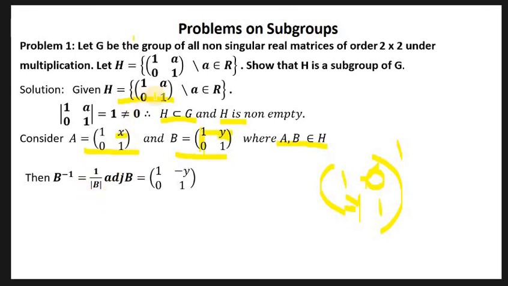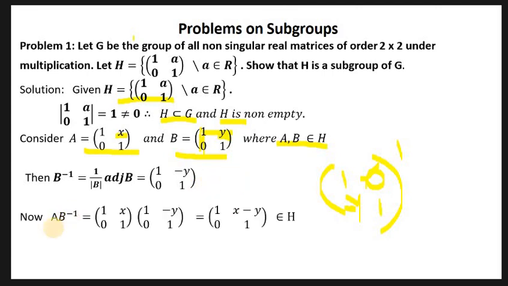Adjoint of B divided by determinant of B. See, determinant of B means the determinant of the matrix 1 y 0 1. 1 by determinant of B into adjoint B means divide this by 1, it is the same element. So we get B inverse is equal to 1 minus y 0 1. Okay. Now let us multiply this with A.